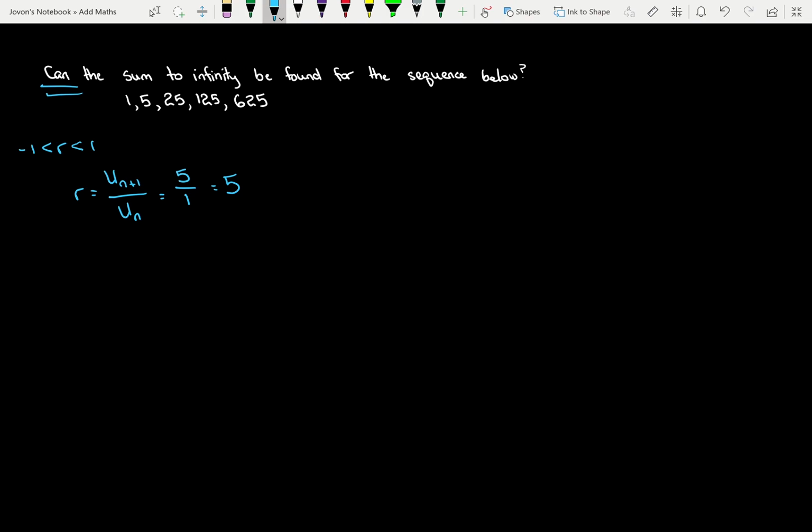Now, is 5 between -1 and 1? No, 5 is greater than 1. So all you have to say is therefore, since r is equal to 5, which is greater than 1, the sum to infinity cannot be found.